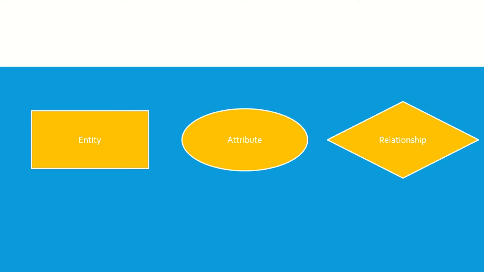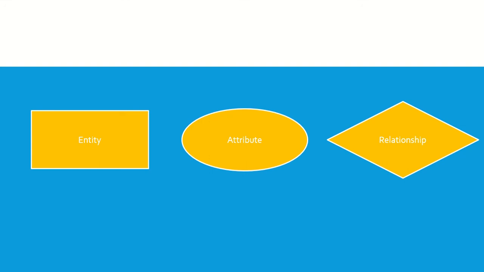Then we have an attribute. An attribute can be described as the property or characteristics of the entity. We have three types of attributes: key attributes, which are unique to distinguish the characteristics of the entity, multi-valued attributes, and derived attributes. Each attribute is represented by an oval containing the attribute's name.